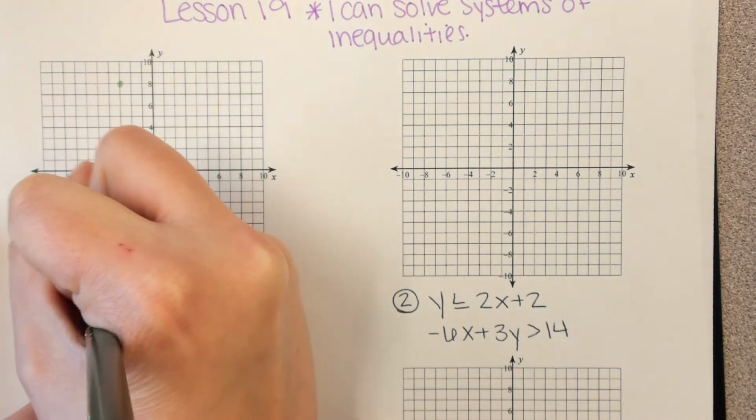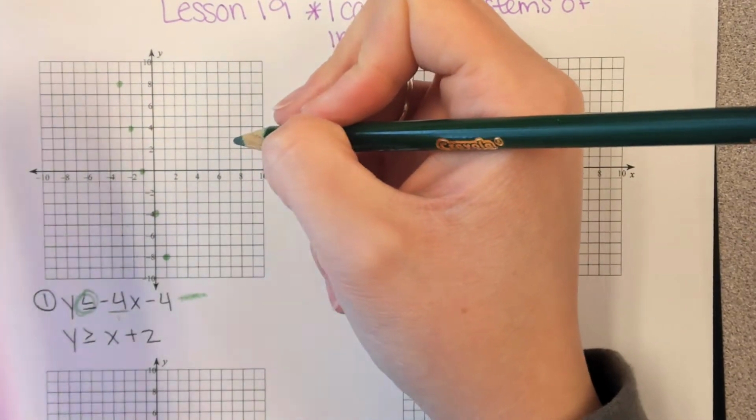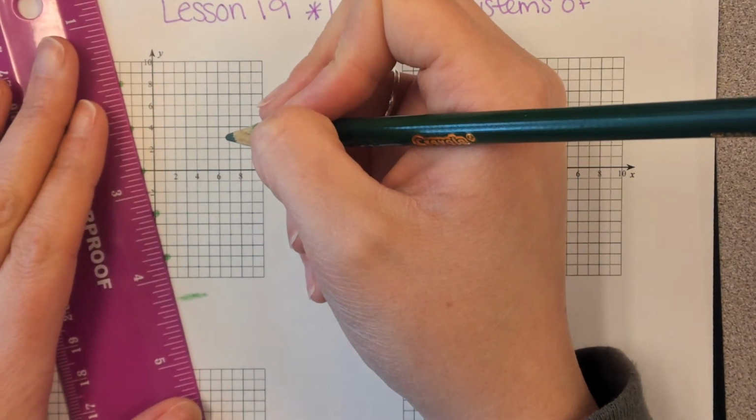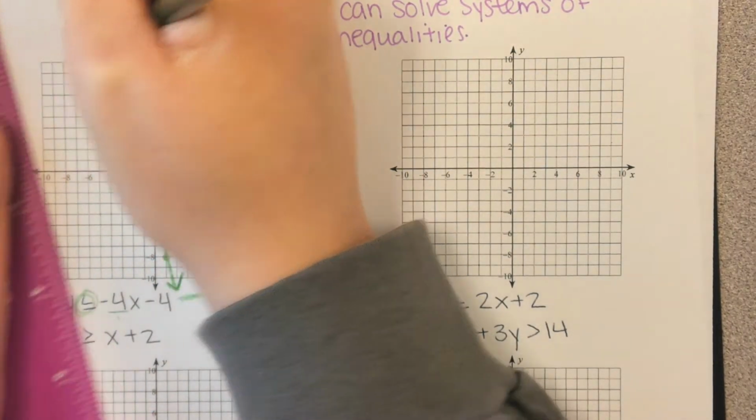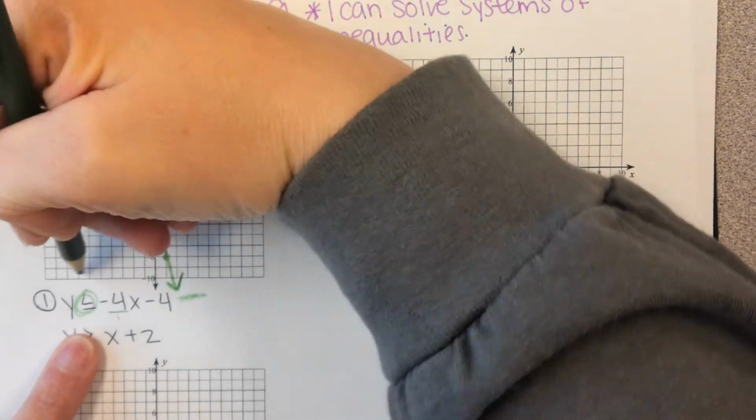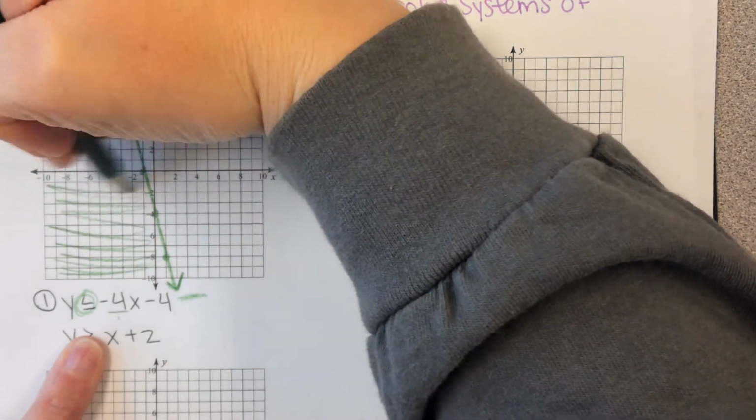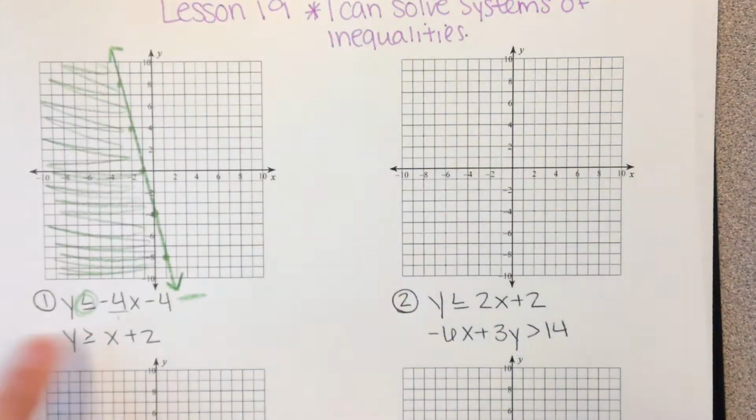Now I look at this inequality symbol. It is equal to, so that means it's going to be a solid line. So I'm just going to make a normal line. And it's less than, so I'm going to shade below. This is the side where the y values are less than that line.